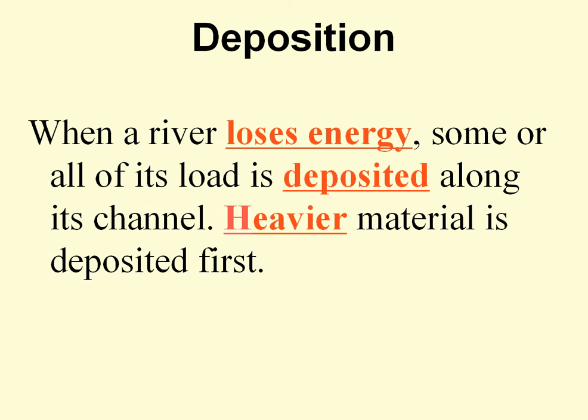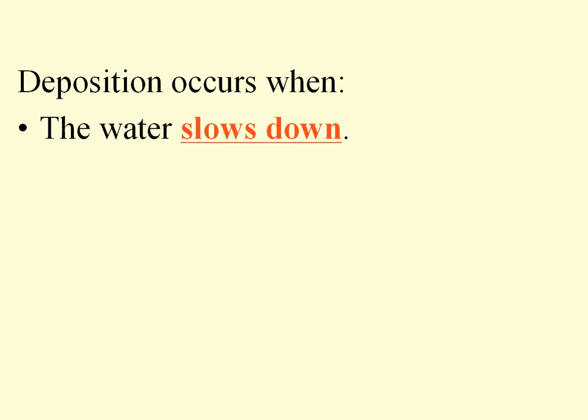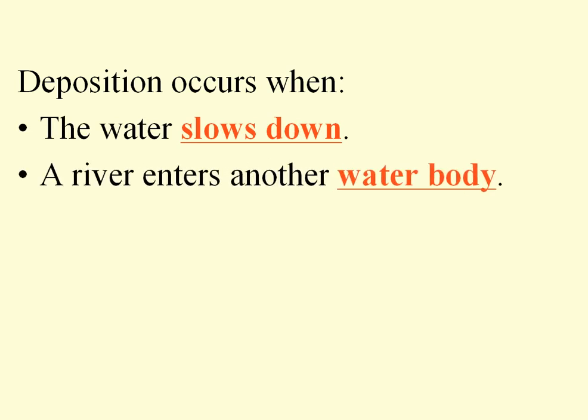Heavy material is deposited first, and that makes sense, because if it starts to lose energy, the heaviest materials, the material that it's using the most energy to move, is going to be the material that it's going to drop first. Now, deposition occurs when A, water slows down, B, a river enters another water body.